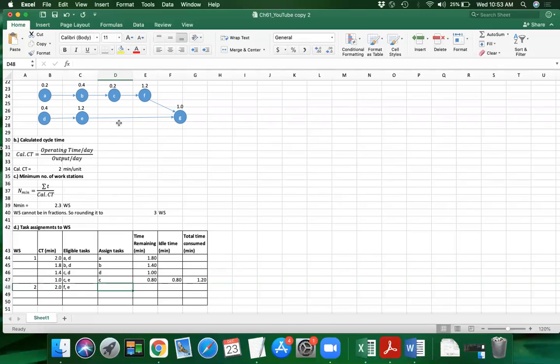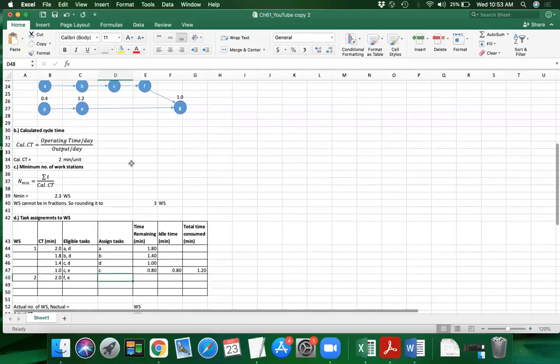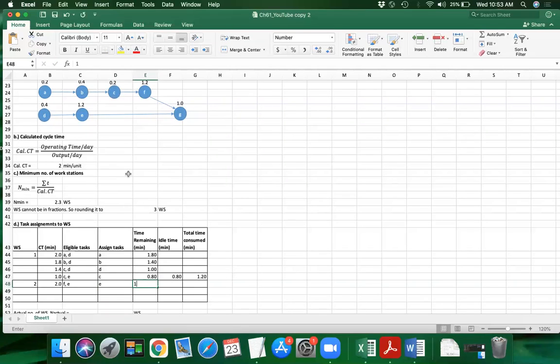In case of a tie, we need to assign the task which has higher processing time needs. But they both have the same processing time need as well, so we go to rule number 3: in case you still have a tie, break it randomly. So at this point, it doesn't matter whether you assign F or E because we have to break the tie randomly. Let's say I'm going to assign E here, and E is going to take 1.2 minutes. The next eligible task is F, and it's going to take 1.2 minutes as well. So time remaining here is 0.8 minutes only.